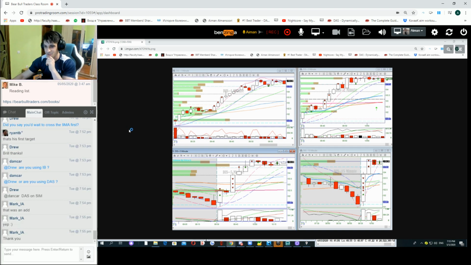Exactly. So Holly, let's see what you did there. You traded Disney to the long side. I see that you took it on a new 5-minute high above the body on a 3-bar setup right there. Bought it closer to the support. What was your stop loss here, Holly?